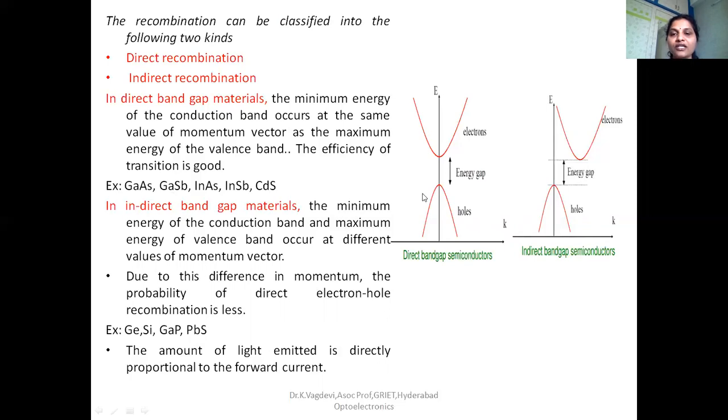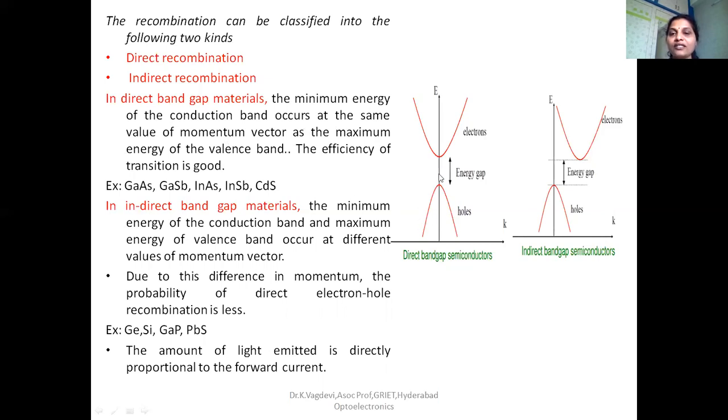If this picture can be understood like this, if this is the valency band and this is the conduction band, there will be continuous discrete energy states. Now if you see the topmost energy state of the valency band and the bottommost energy state of the conduction band, both occur at the same value of momentum vector, then we say such a material is a direct band gap semiconductor.